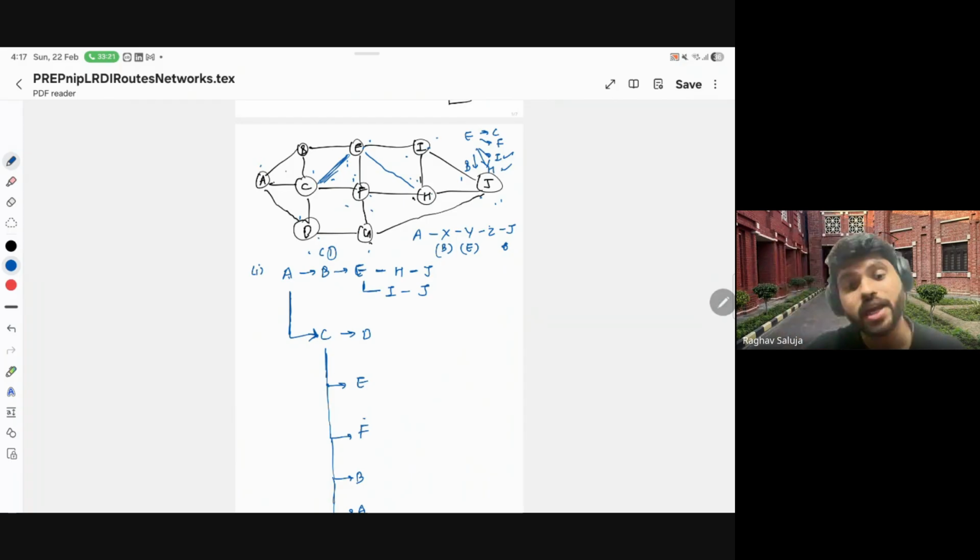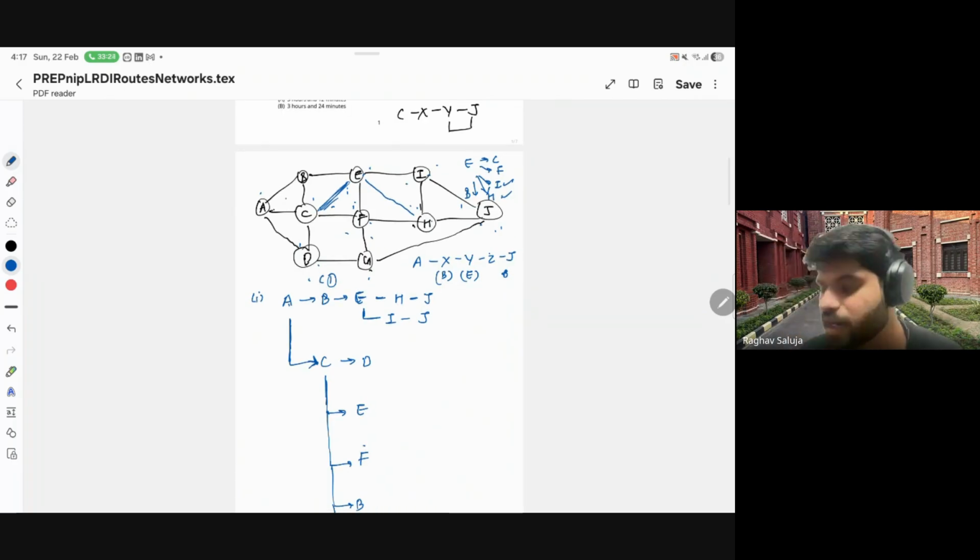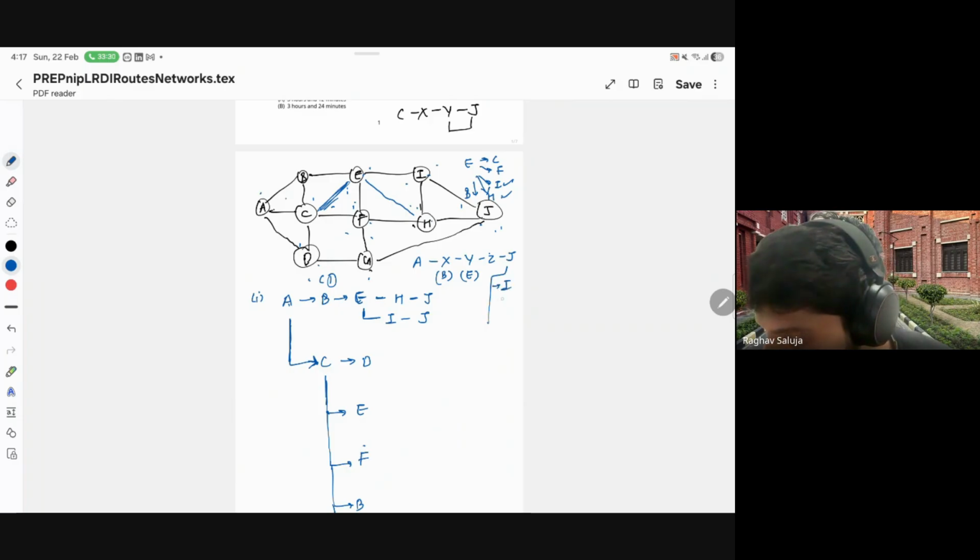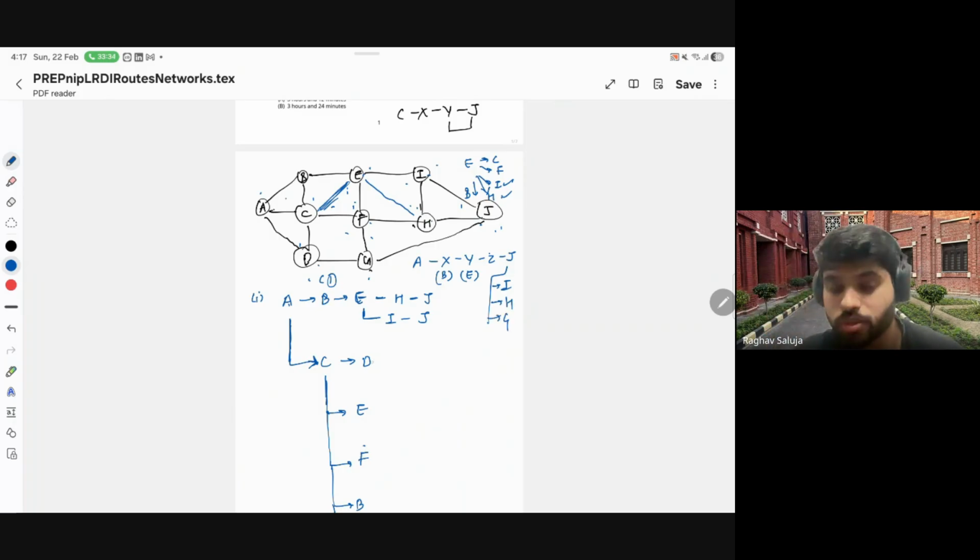From D, can I reach a neighbor of J or not? What are the neighbors of J firstly? Your neighbors of J are I, H, G. Right? So tell me, from D, which of I, H and G can I reach directly?